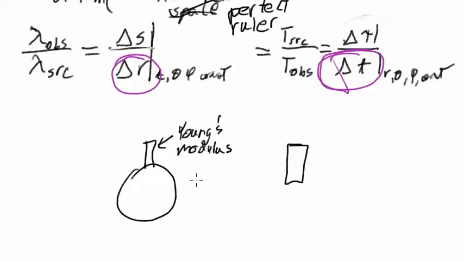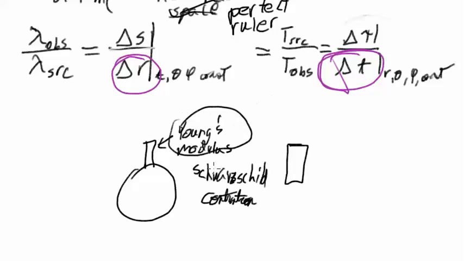And let's call that phenomenon Schwarzschild contraction. Schwarzschild, S-C-H-W-A-R-Z-S-C-H-I-L-D, Schwarzschild contraction. And so there are two phenomena that could compress the ruler. One of them is Young's modulus, which will almost definitely affect a ruler as it comes from here to here, especially if the planet has an atmosphere.